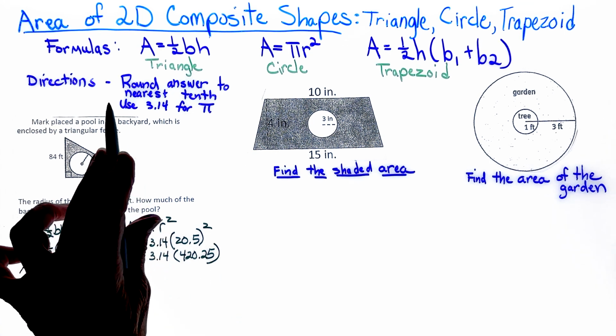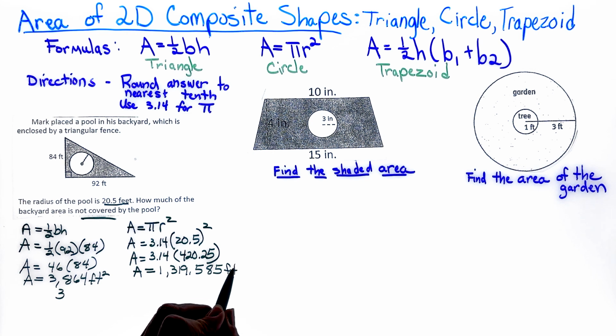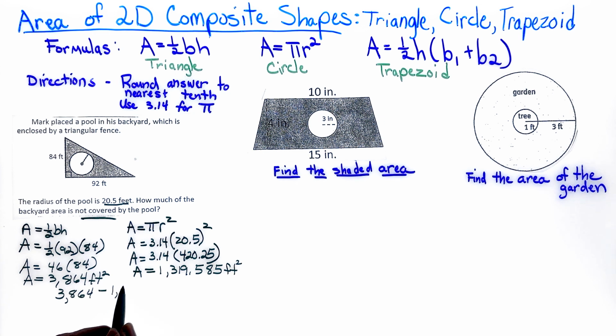And notice, even though it says round your answer to the nearest tenth, I'm not rounding until I get my final answer. So now area, when I do this multiplication, is equal to 1,319.585. In order to find the shaded area, and this is again in feet squared, we're going to have to take the first area minus the second, which is the pool, in order to find the shaded area.